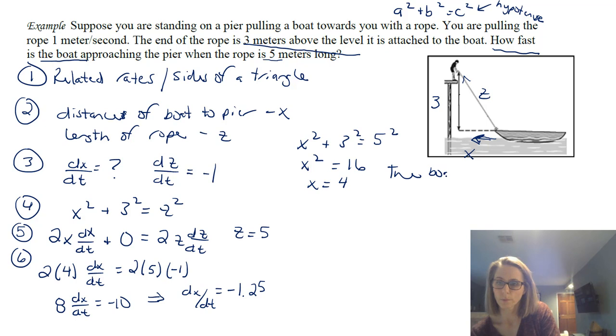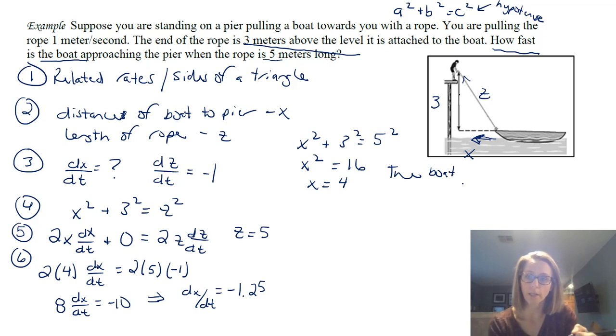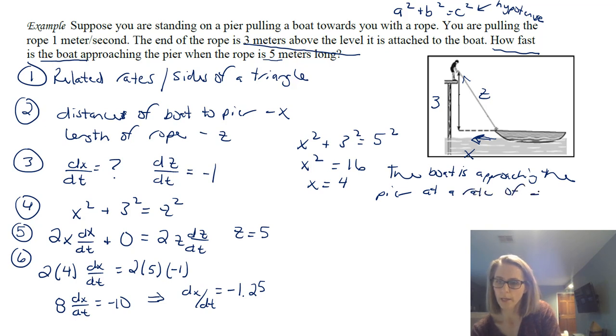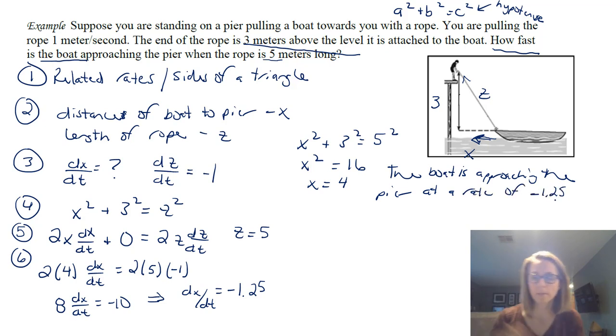the boat, because again we found dx/dt, which is the change in x over time, is approaching the pier at a rate of -1.25, and it makes sense that it's negative because it's getting shorter, and that's going to be meters per second. So the same units that we have in the problem here, meters per second. And so that's the answer to that problem.